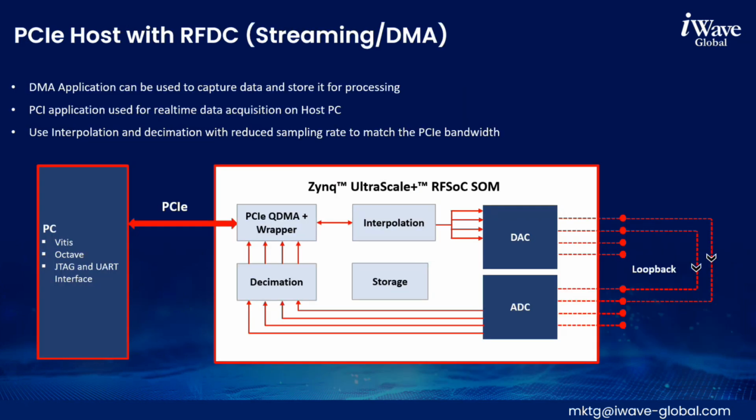So this is the PCI host design block diagram. Here we use a QDMA based PCI IP with a custom wrapper for transmitting the data through PCI to the host PC. We can also use a DMA based application to store the data on the onboard storage, and the interpolation and decimation feature can be used to reduce the sampling rate to match the PCI bandwidth.